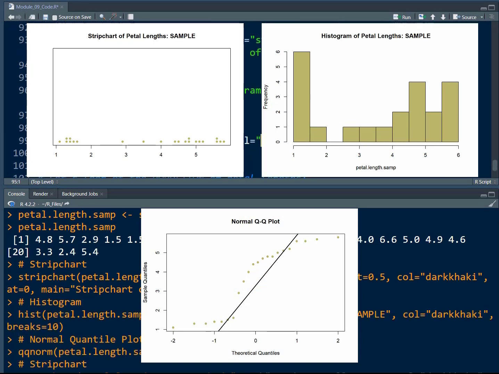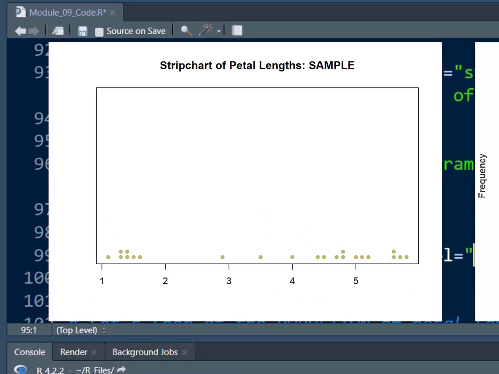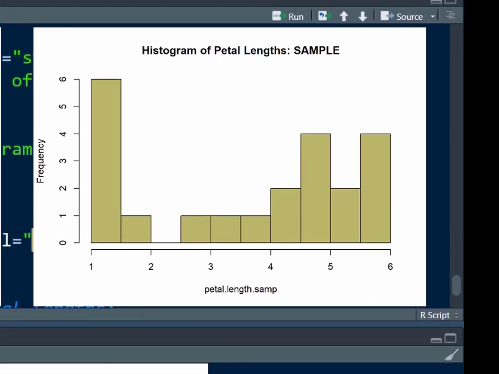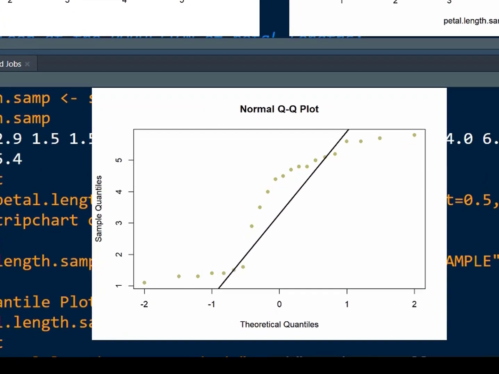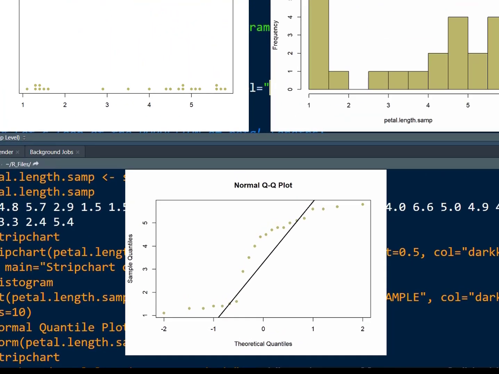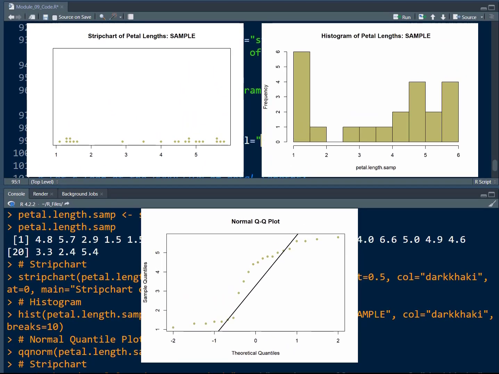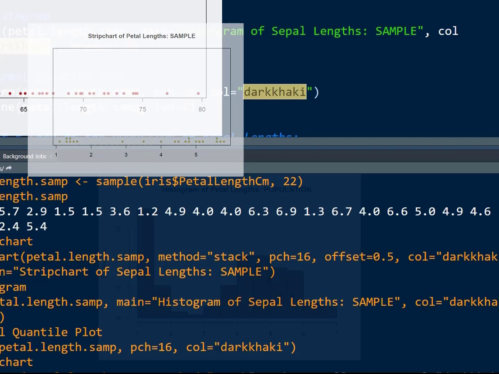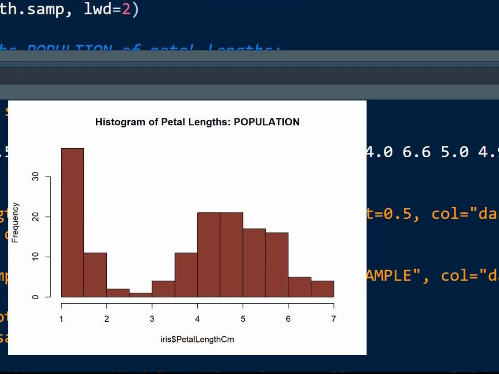Now in each of these plots, we can see elements that call into question the assumption of normality. Skewness and possible multiple modes seem visible in the strip chart and histogram. In the normal quantile plot, note how the points differ quite a bit from the line. In this case, it seems likely that the population of petal lengths is not normal. We can confirm this by observing the entire population of petal lengths.